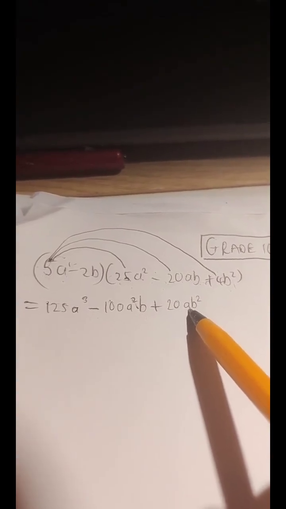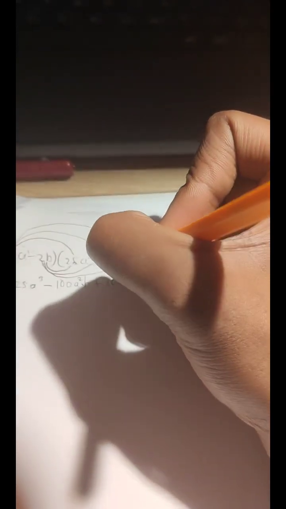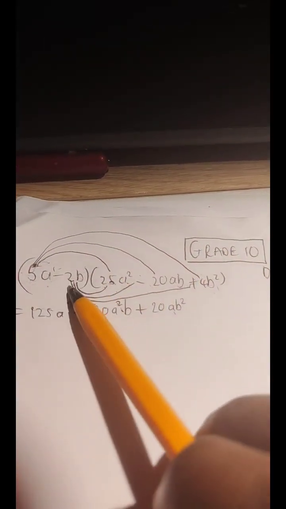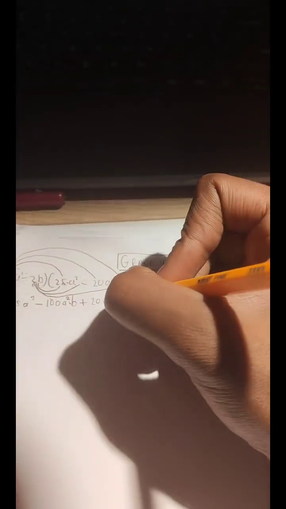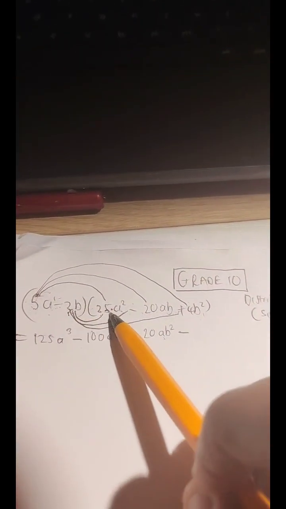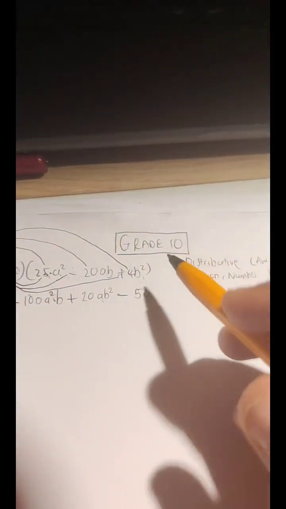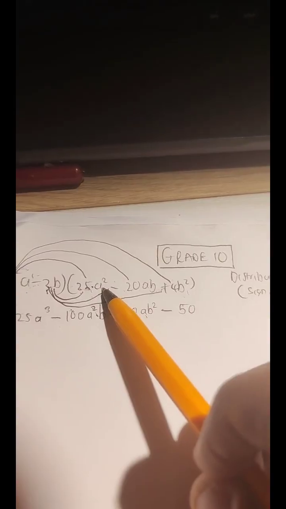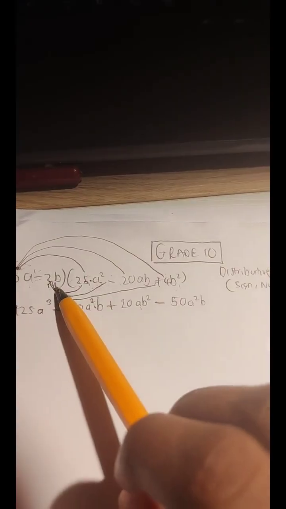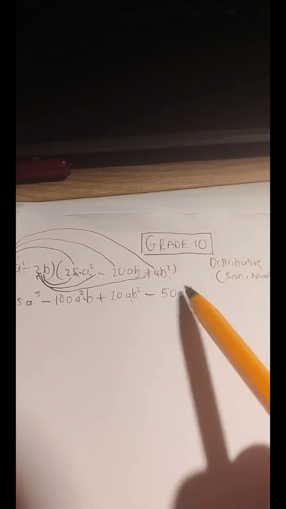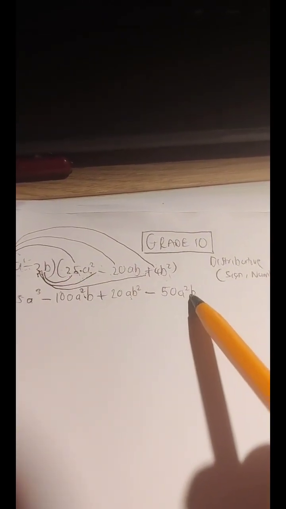Now that we are done with 5a, we take negative 2b. We do the same thing with negative 2b. We distribute to all 3 terms. So negative 2b times 25a: signs, negative times a positive, negative. 2 times 25 is 50. B times a squared, guys. That is a squared b. B times a squared is a squared, followed by the b combined.